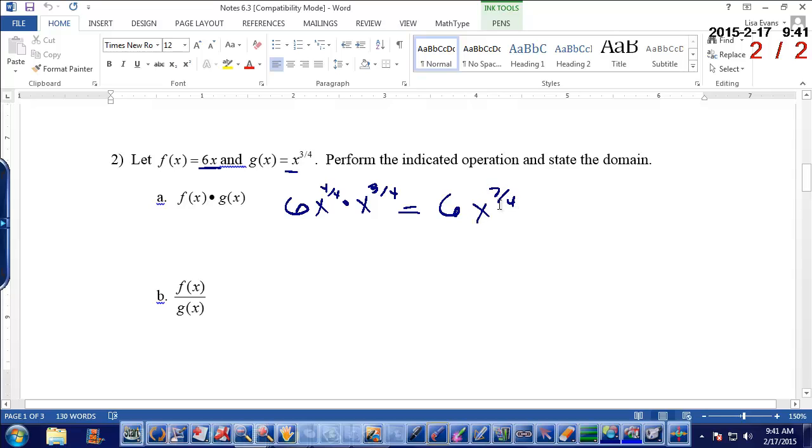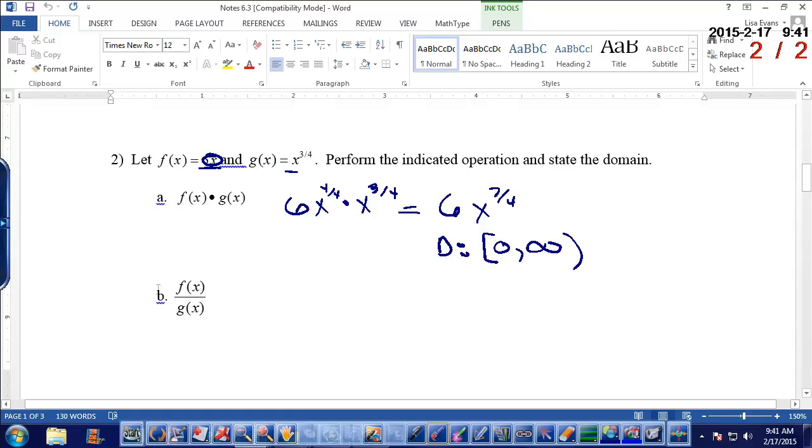Now we're going to talk about the domain. Okay, remember, I'm taking the 4th root of a number. So here I can have any number. Here I have the 4th root of a number, and here I have the 4th root of a number. So again, you have an even root. We can't have negatives. So our domain is going to be 0 and any positive real number.